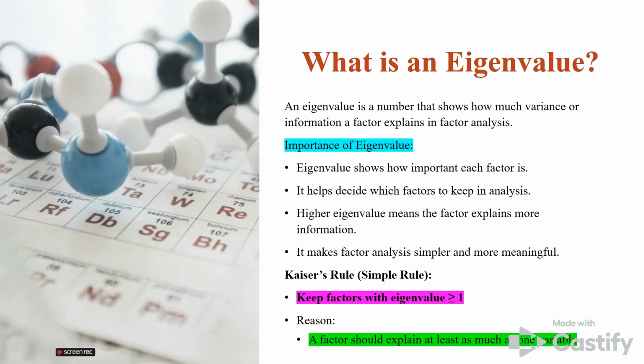meaningful. According to Kaiser's rule, during factor analysis we have to keep the factors which are greater than or equal to 1. It means the factors which are less than 1 can be ignored because they are considered less important factors. The reason is that a factor should at least explain as much as one variable. Therefore only the values of one or more than one should be kept.